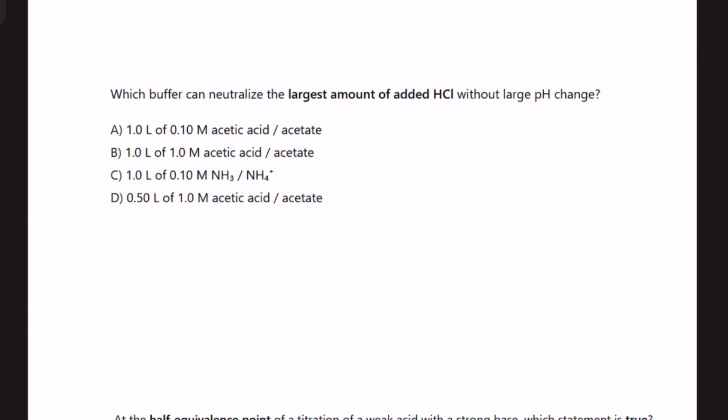Next, which buffer can neutralize the largest amount of added HCl without a large pH change? So the buffer that can neutralize the largest amount will be the buffer solution that has the most amount of moles. So let's go ahead and calculate how many moles are in each of the options. So remember that n equals C times V. So then this one is 1 times 0.1. So I have 0.1 moles.